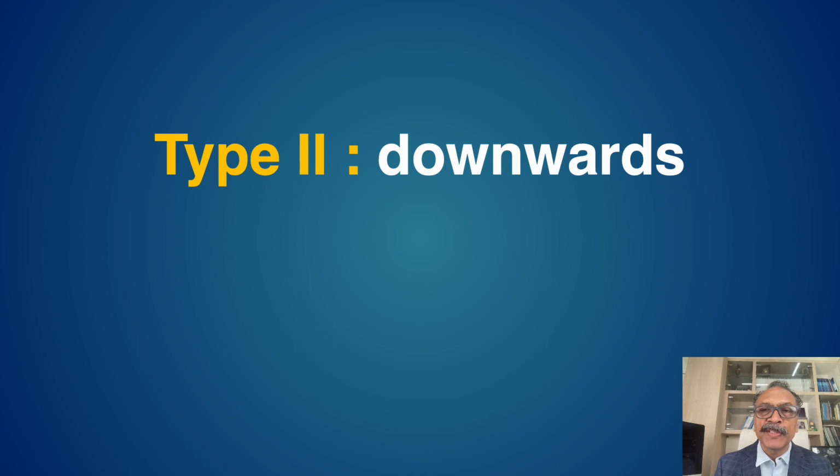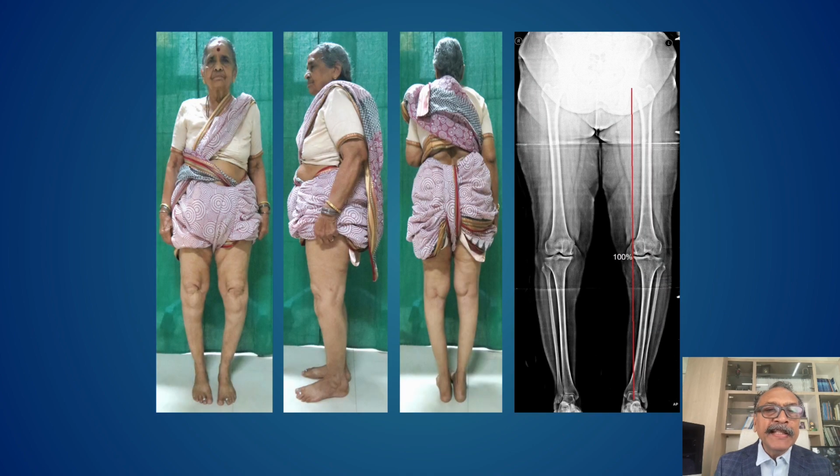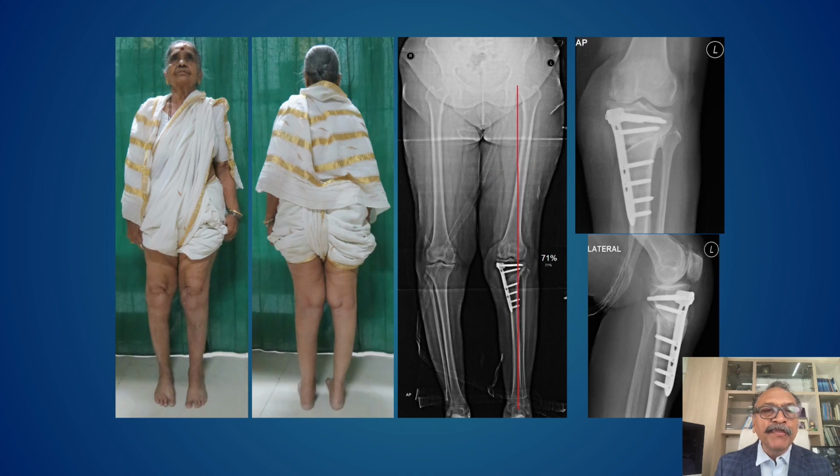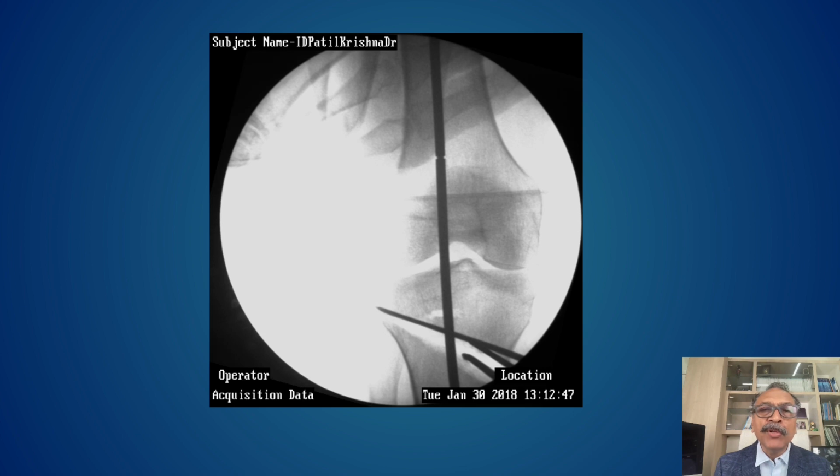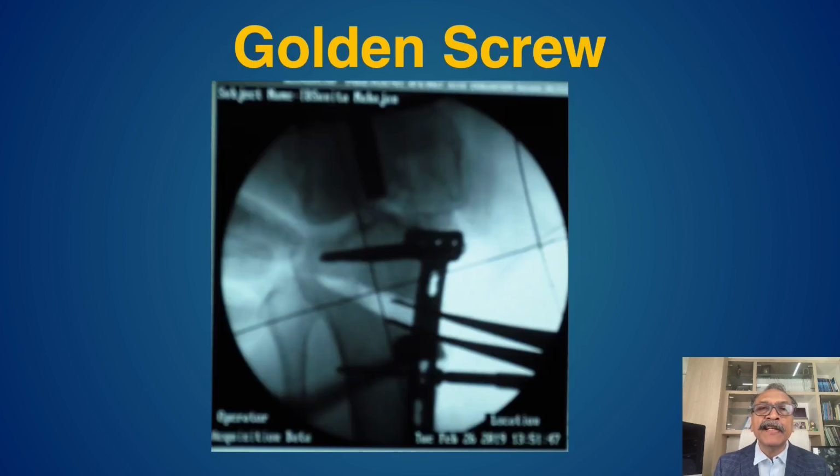So, an elderly lady like this with a large varus, if we use the medial opening wedge and give a large correction and they walk very early, they can develop this type 2 fracture. And all you have to do is keep them partial weight bearing for some time. The type 1 lateral cortex is not a problem, and it can be easily corrected by what's known as the golden screw. You use the non-locking screw to compress the plate, and it compresses the hinge over here.